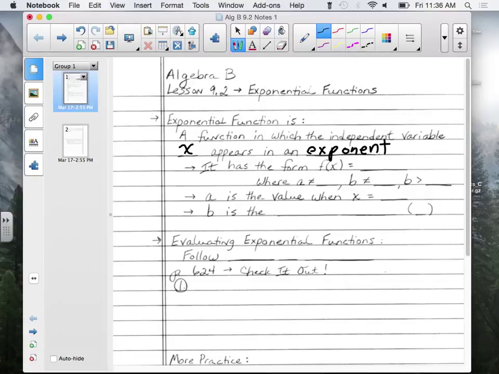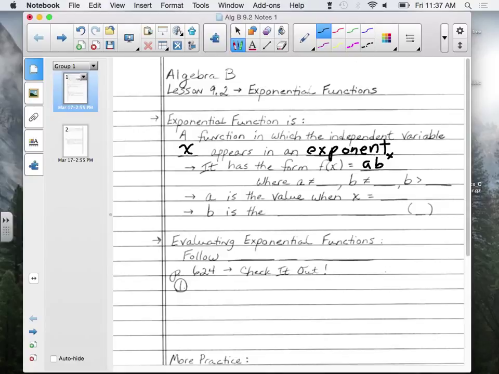Right, so when we look at exponential functions, or when they're giving you in your homework, they'll have the basic form of a b to the x. That's just the general form. And right below it, it says where a is not equal to something, b is not equal to something. So what do you guys think would go in there?